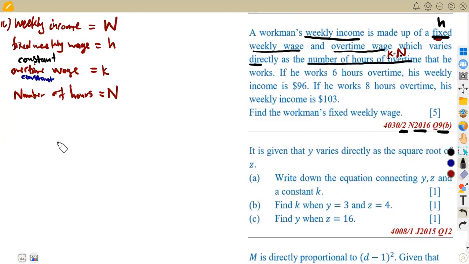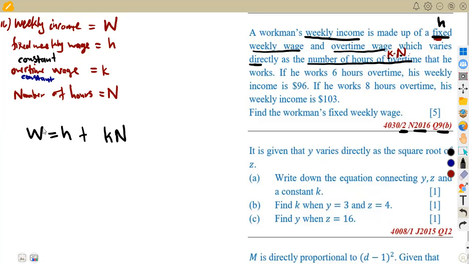Since we have these letters, we are going to simply say the weekly income, W, is equal to, it is made up of what? A fixed weekly wage, which is a constant H. So it is equal to H plus the overtime, which varies directly as the number of hours. I said the overtime is K, so it's going to be K times the number of hours, like this. So this is a partial variation. We are given the sum of two parts in this case.